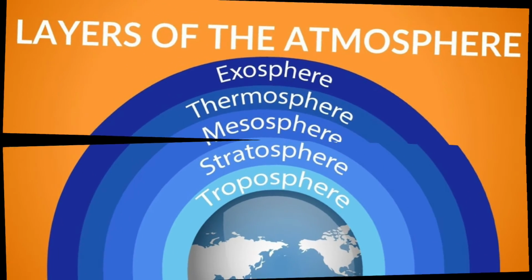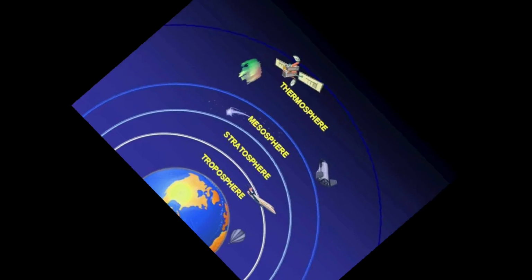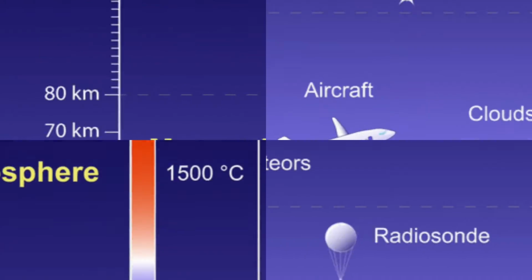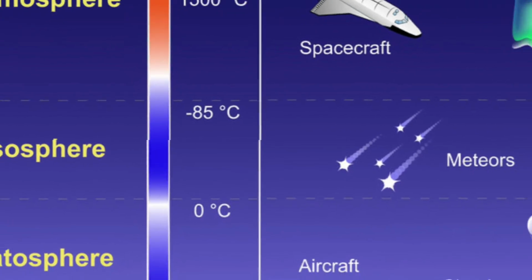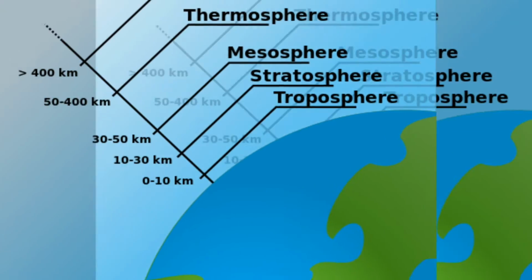Our atmosphere consists of 5 layers, whose names are given below. First is Troposphere, second is Stratosphere, third is Mesosphere, fourth is Thermosphere, and the last, external layer is Exosphere. Today in this video I am going to tell you about these layers in detail. So let's start our countdown.